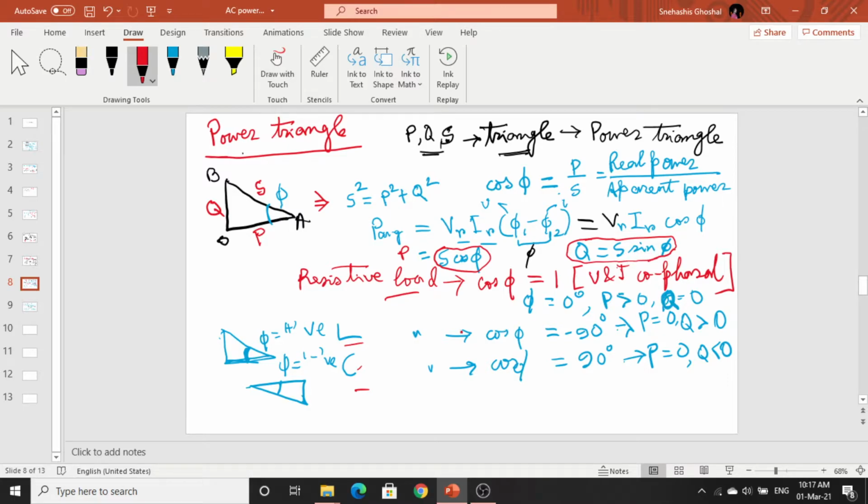In case of an inductive load, your current lags the voltage by 90 degrees. So this phi becomes minus 90 degree. So that's why P equal to 0, cos 90, and S sine minus 90, so Q is greater than 0.